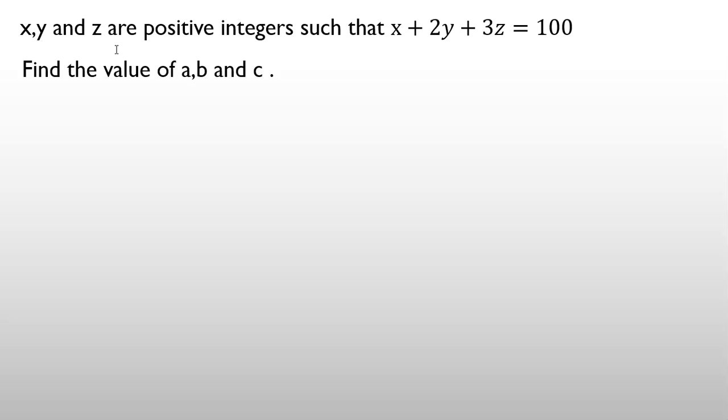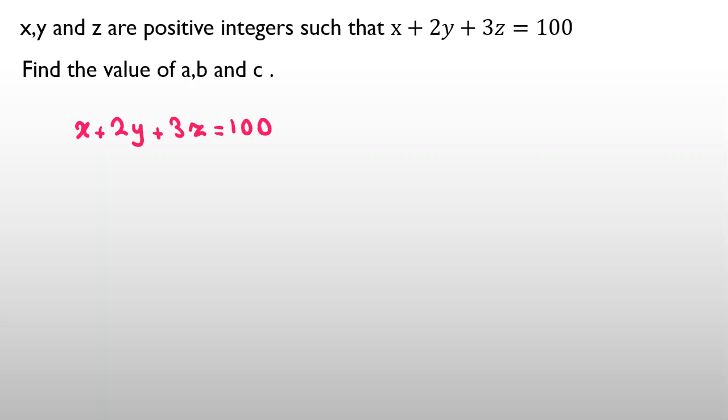X, y, and z are positive integers such that x plus 2y plus 3z equals 100. Find the value of x, y, and z. So I write this: x plus 2y plus 3z equals 100.